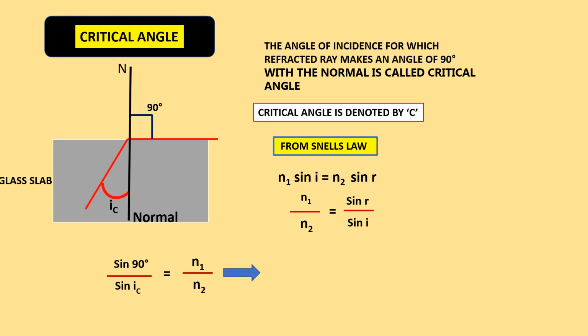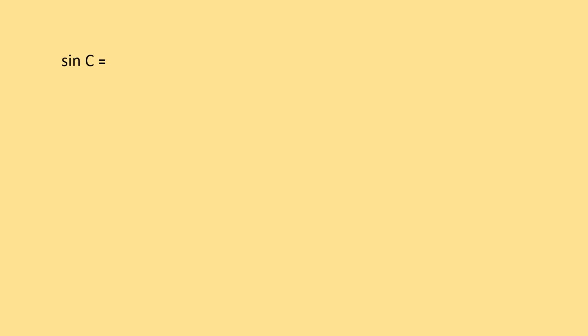Sin 90 value is 1. That's why we can write 1 in place of sin 90. So 1 by sin C is equal to n1 by n2. As sin iC, meaning the critical angle, can be denoted by C, we can write sin C is equal to n2 by n1. Now sin C is equal to n2 by n1. That implies sin C is equal to n21.